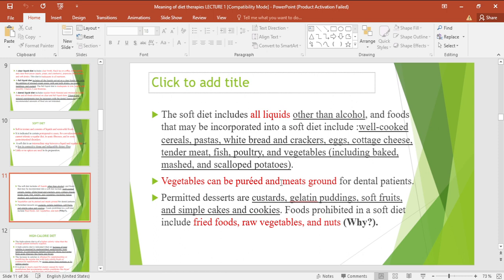And you might ask yourself and find out why this is happening. So, find out most of these fried foods, the raw vegetables and nuts, they have certain ingredients that are not very good for the patient. Raw vegetables are quite hard to chew. So, if you're recommending a diet for a dental patient, then raw vegetables may not be very suitable because they may cause a difficulty in swallowing.